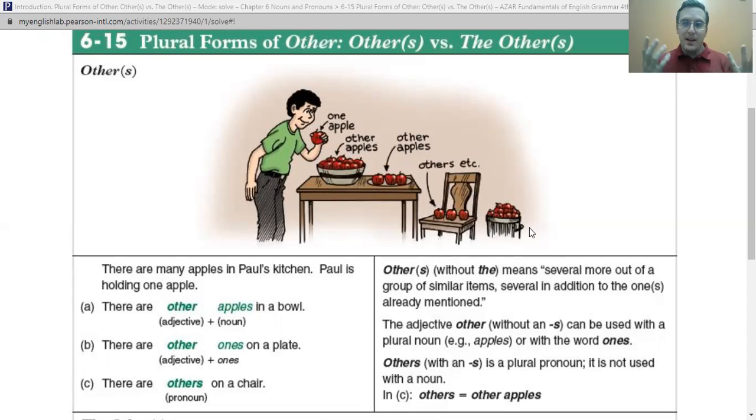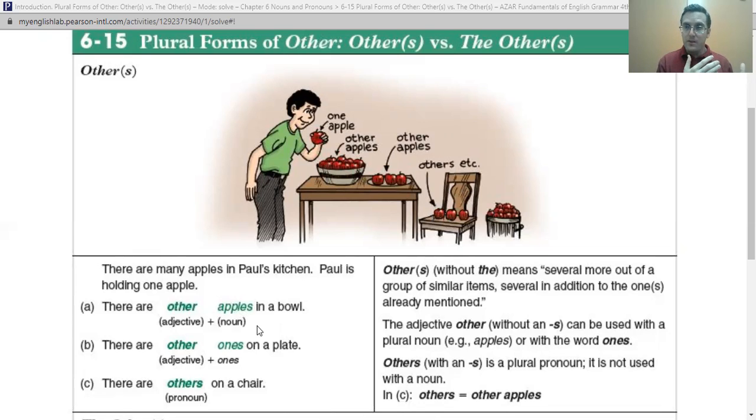We're using one as a pronoun to replace the word apple. We can get rid of the word one, and in example C, we can just say others. There are others on a chair, others in a bowl, others on the table, others in a basket. Okay, so we can say there are other apples, there are other ones, there are others. Others means several more out of a group of items. Several in addition to the ones already mentioned.